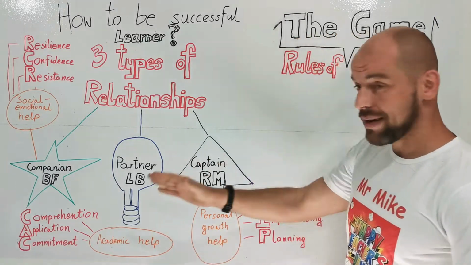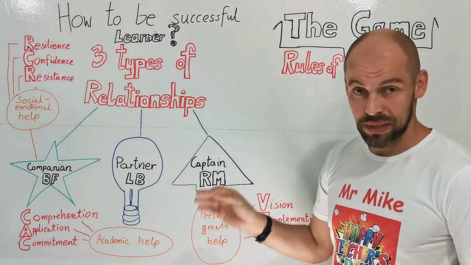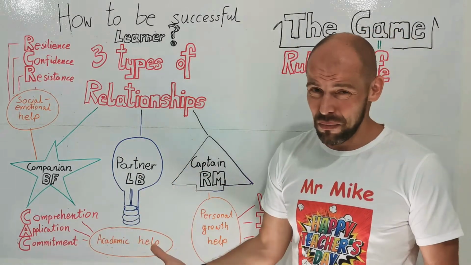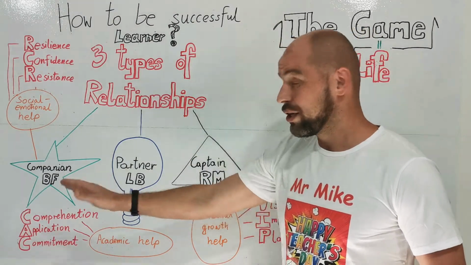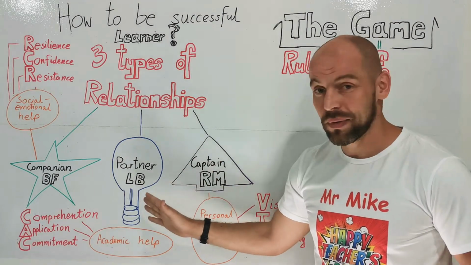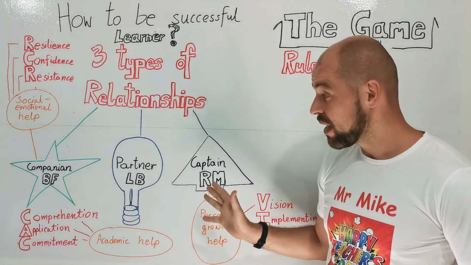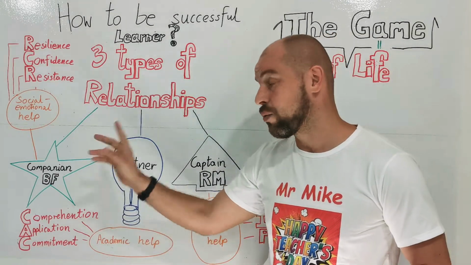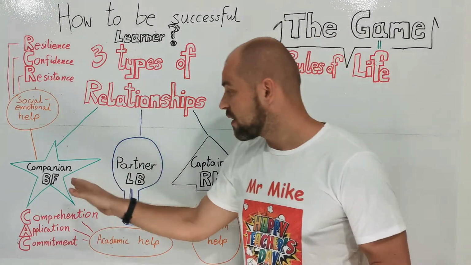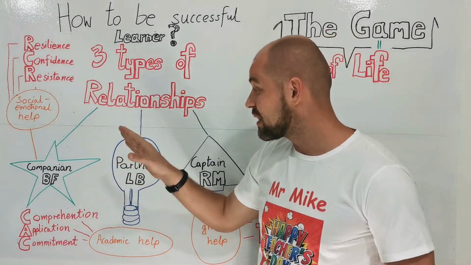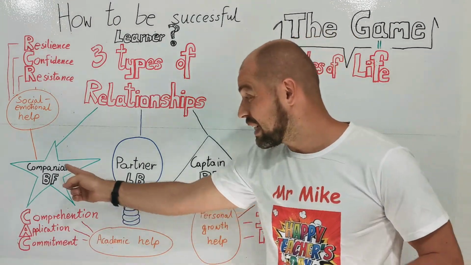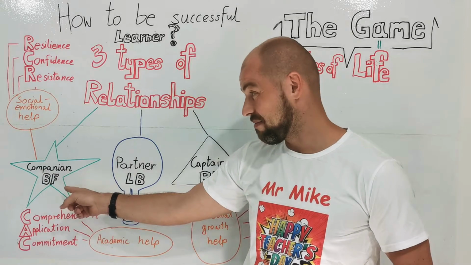So we got 3 types of relationships that we need to form. And that can be just one person for each of these, or it can be more. It's up to you. But you should have at least one person from each department, okay? And sometimes the cool thing about it is that one person can be more than one, okay? So let's see. The first type of relationship we're forming is the companion. Companion is nobody else than your material for the best friend, BF, right?